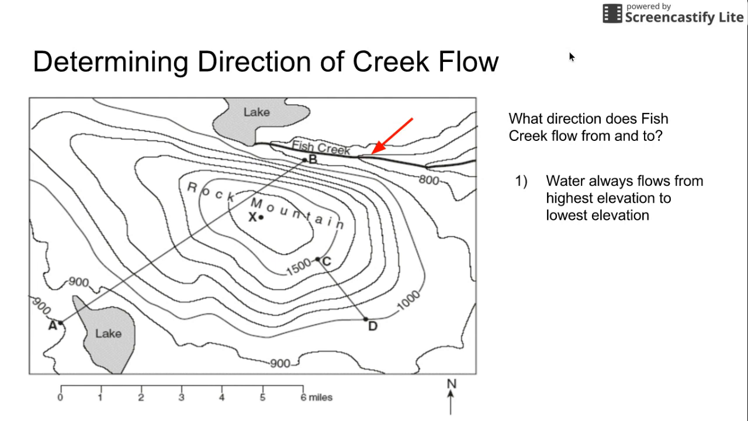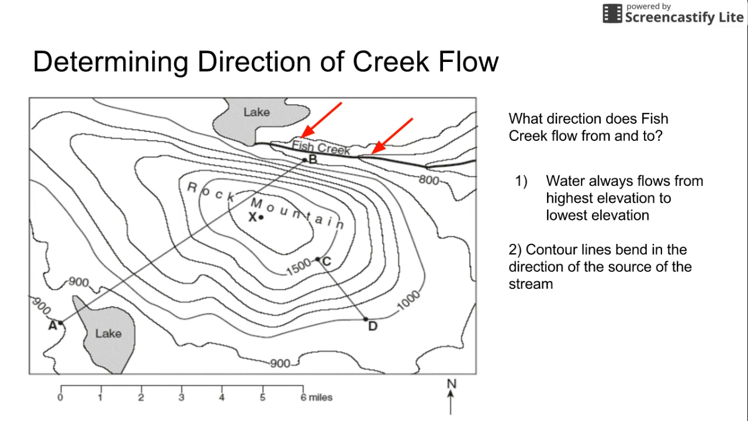So in this case, we're going to look at contour lines that Fish Creek crosses. It crosses this contour line here, and we can see that this contour line is at 800 feet. And it also crosses this contour line right here, and we can see that this contour line is at 900 feet. So it's going to flow from the highest elevation to the lowest elevation.